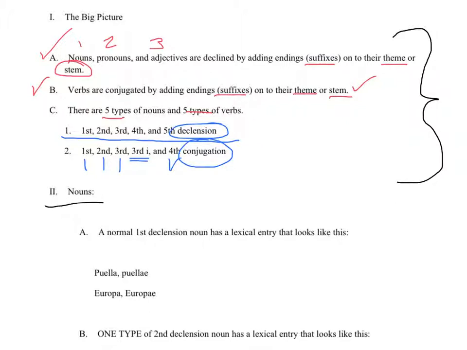As far as nouns go, a normal first declension noun, the first category of noun, has a lexical entry, that is to say, it looks the following way in a dictionary. The lexical entry is the way that the word looks in the dictionary. Your book should list them, and all dictionaries will list them as the nominative singular and the genitive singular. And then it will provide the gender for you, which in this case happens to be feminine, and then it should provide for you the definition, girl in this case. That's what a Latin dictionary looks like.